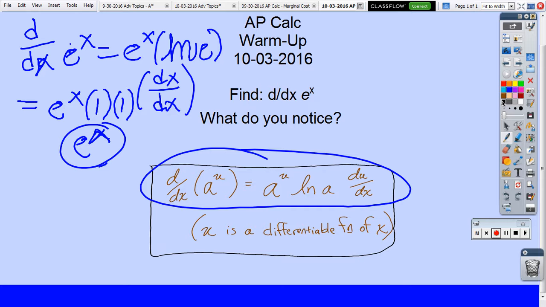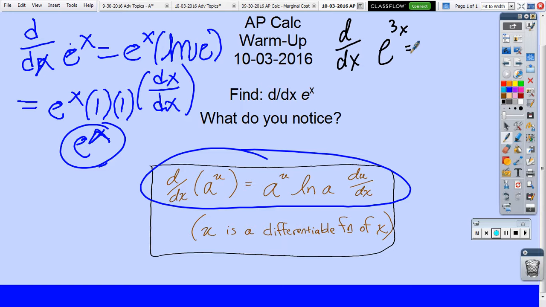Alright guys. So we have the derivative of, say, e to the 3x. Think about what that would be. If we go by the same formula, it tells us the derivative of a constant to the u, where u is some differentiable function of x. Let's see what we get here.